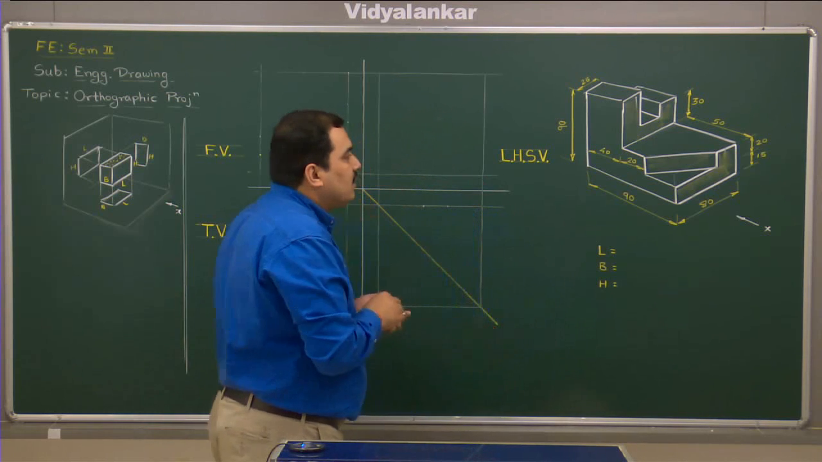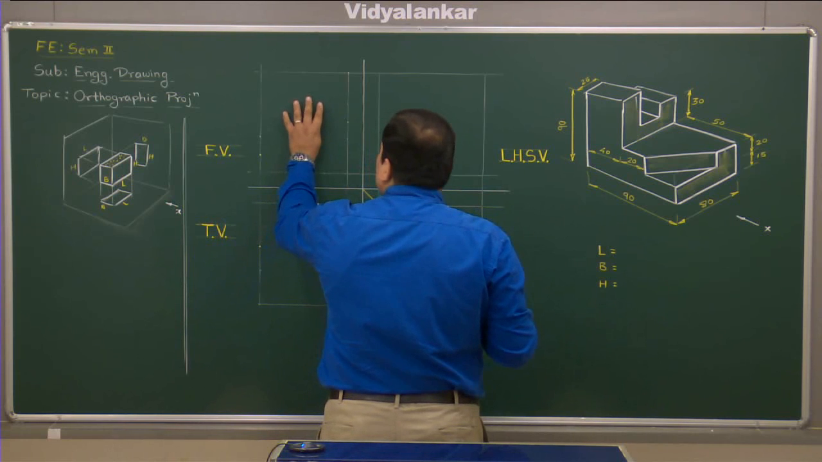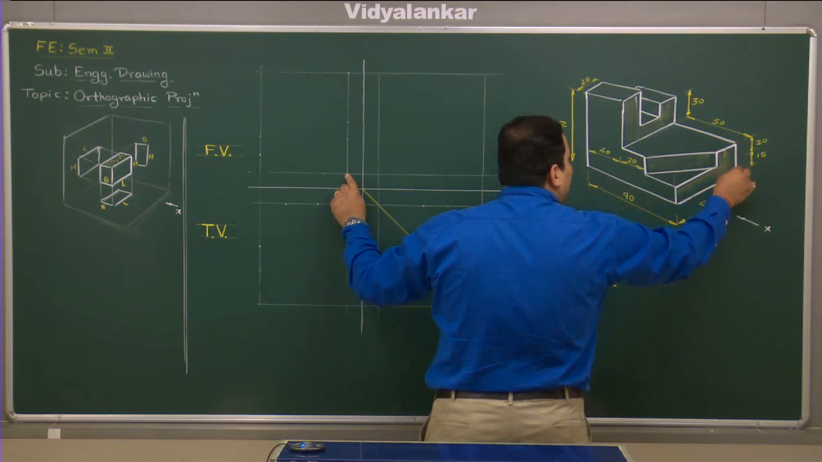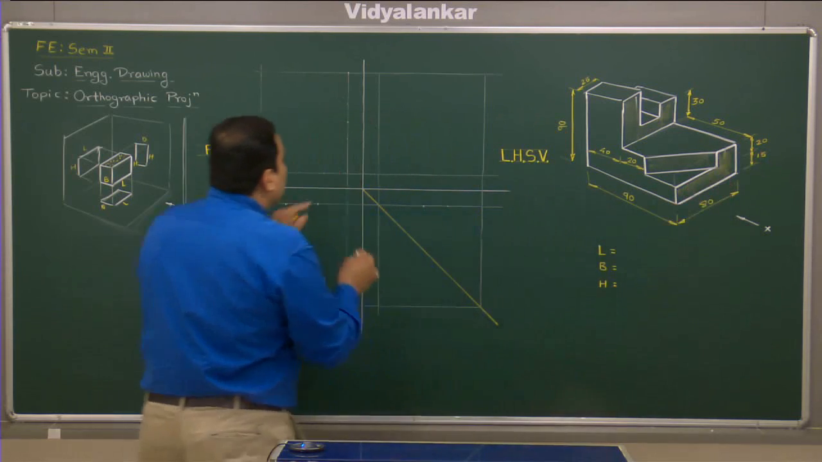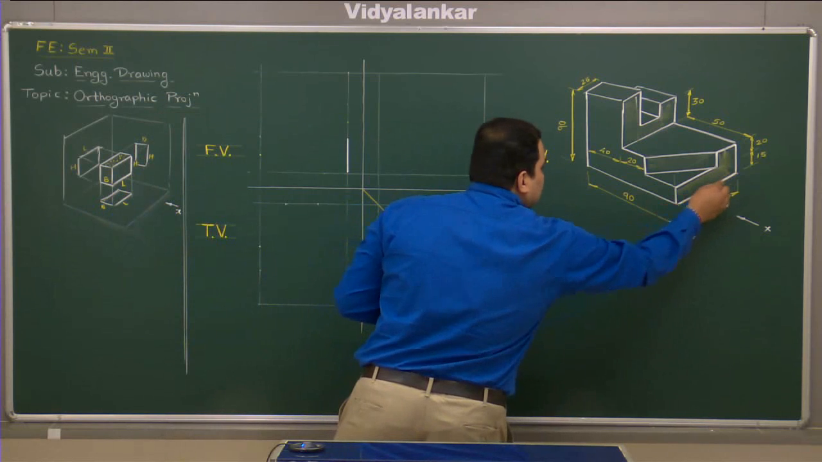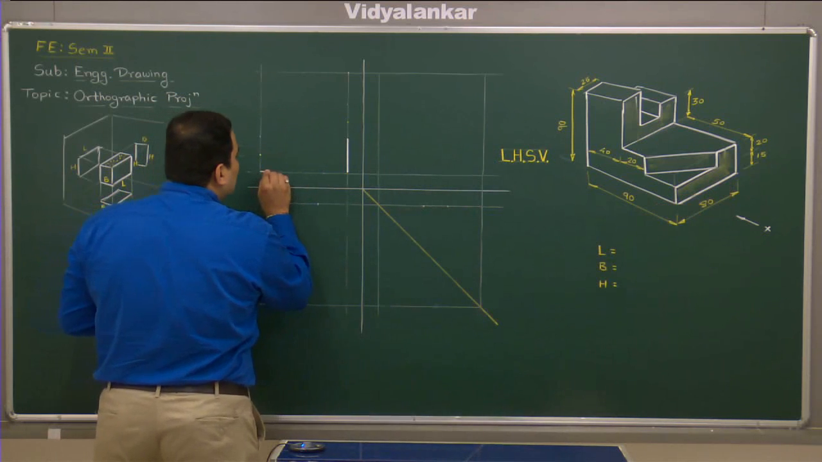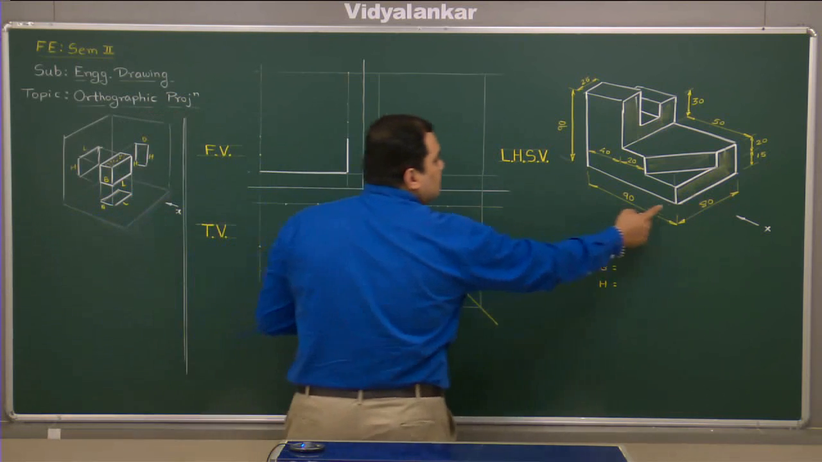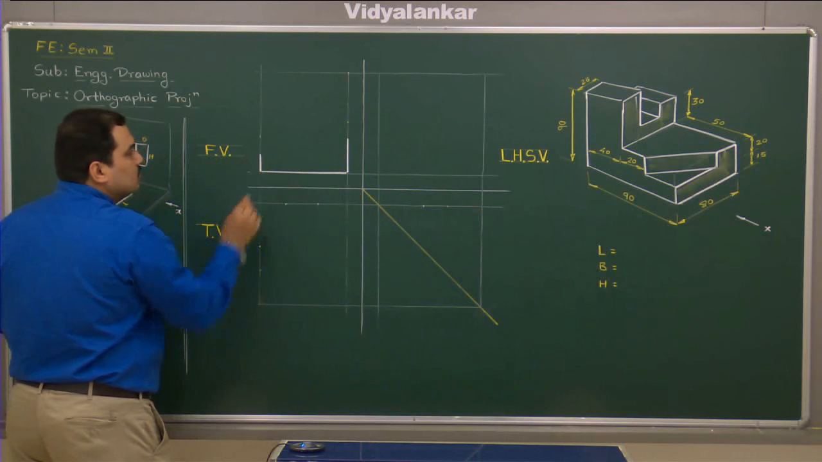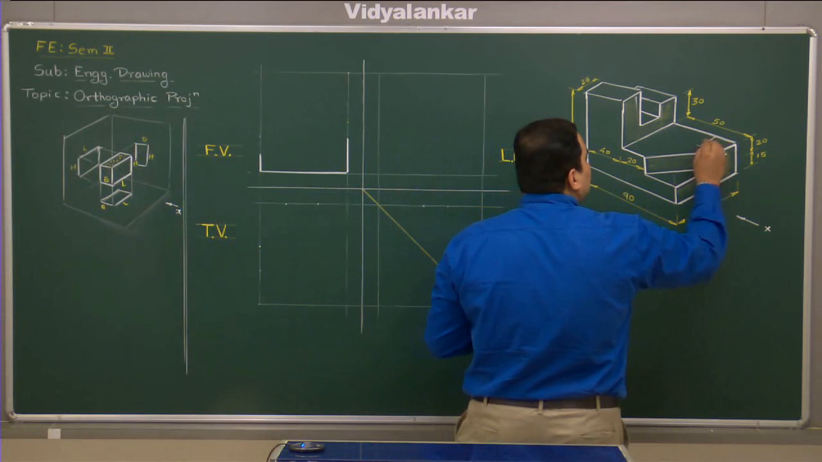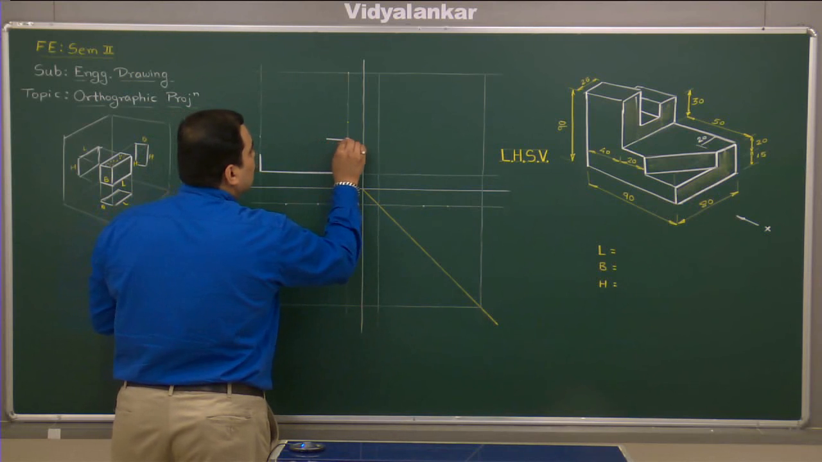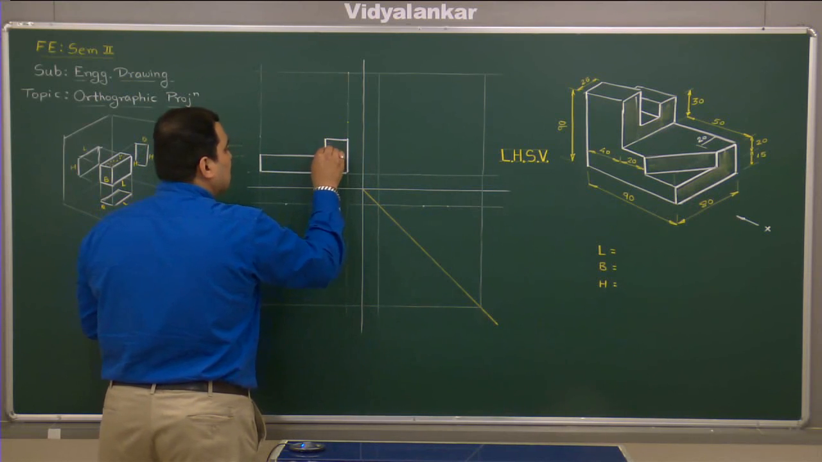Now, how we should draw that? This is a place for front view. This corner we can see here, this height is 35. So from this corner we'll draw line of height 35. This is 80. This height is 15. This length is 20. And we see this L shape.